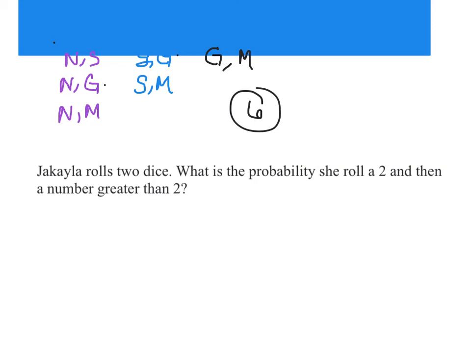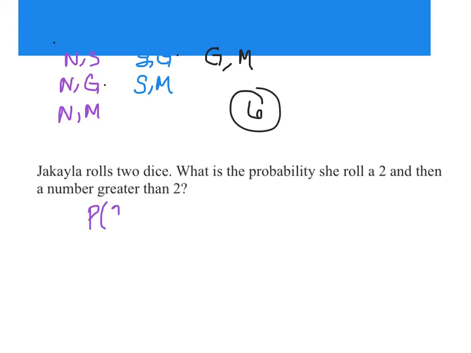So with this problem, Jakayla is rolling 2 dice. I want to know the probability that she will roll a 2 and then a number greater than 2. Before, we would need to list out all the possible outcomes when you roll 2 dice. You actually already have that on your paper from the problem we did before. So for this one, we're going to go ahead and write the event we want.